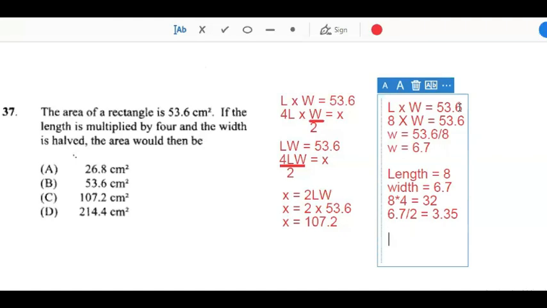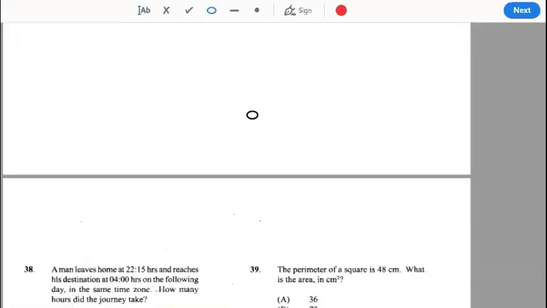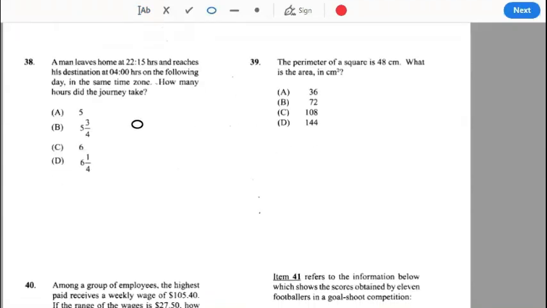And now to find the new area, the area of the rectangle is length multiplied by width, so it is length 32 multiplied by width 3.35, and that is equal to 107.2.